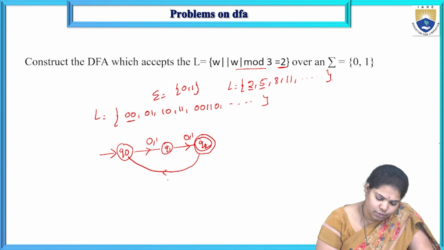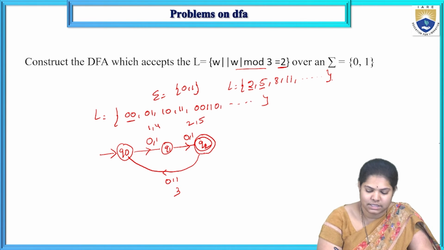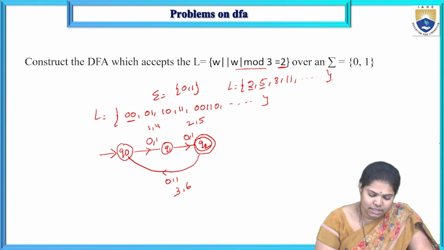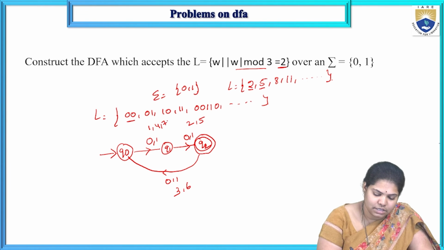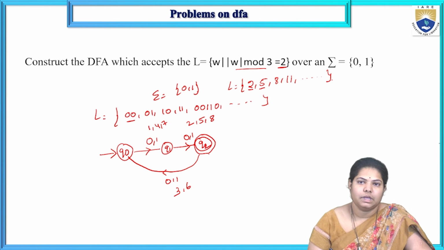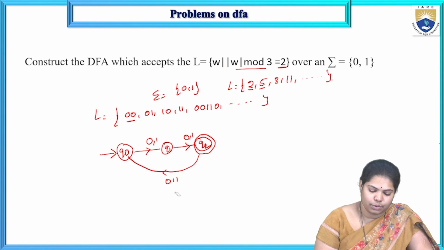If I keep the Q2, 0 and 1 here, 1 length string and 2 length string are accepted. 3 length string is not accepted, 4 length string is not accepted, and 5 length string will get accepted. And 6 length string is not accepted, 7 length string is not accepted, and 8 length string will get accepted again. So this is how these divided by 3 problems, divided by 2, will go on.